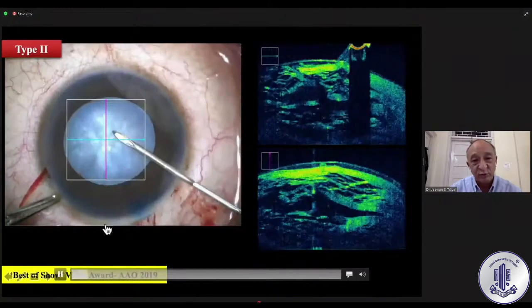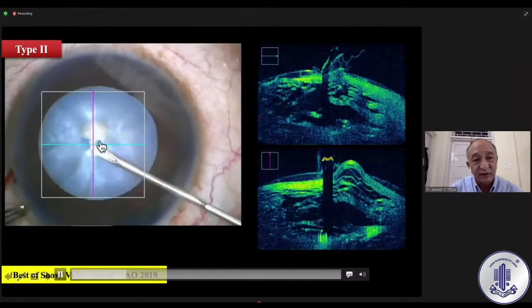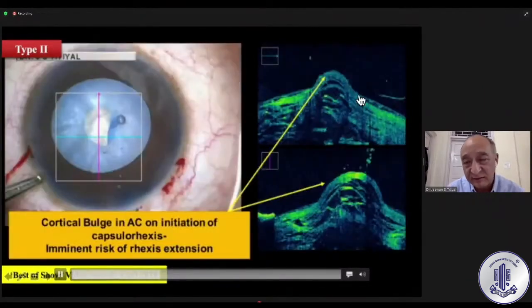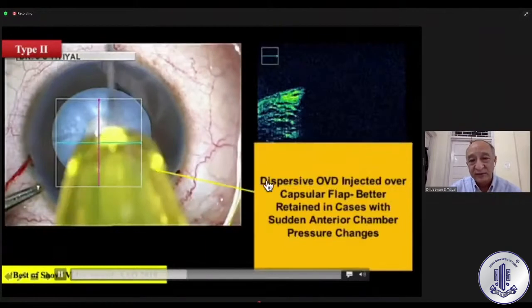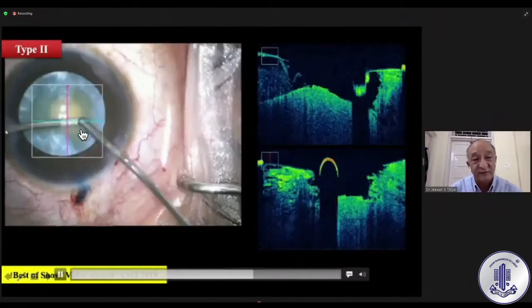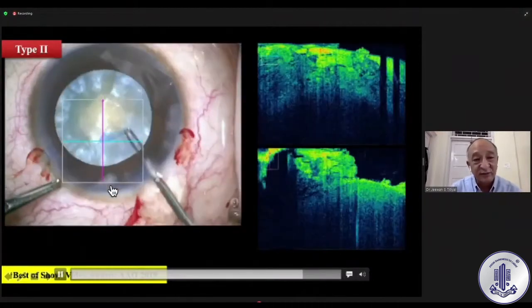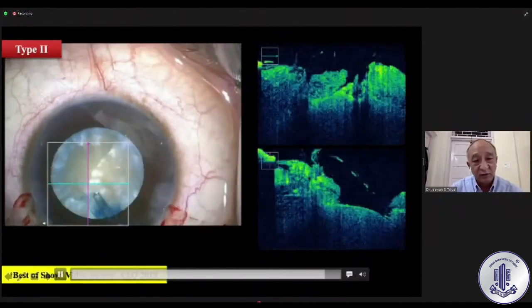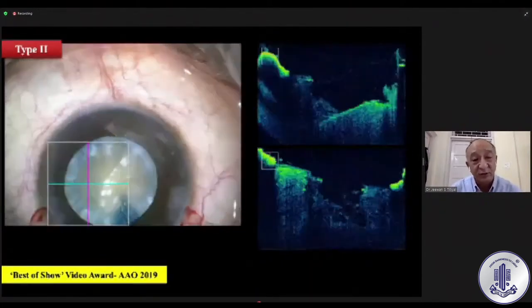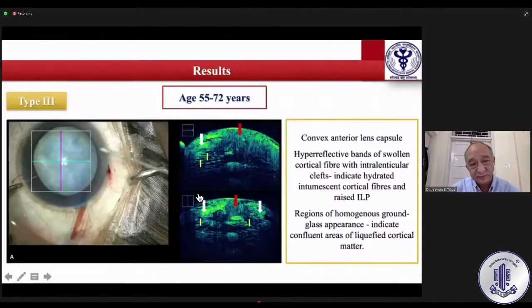This is a small video to show the same case. As soon as we initiate the rhexis, which normally we do as a smaller rhexis, we could morphologically see this was a type 2 cataract. The bulge is happening. So we initiate the injection of a dispersive viscoelastic, then subsequently remove the hydrated cortex with the bimanual technique. These cases will not be amenable to needle aspiration as such. Therefore, the pressure has to be decreased by aspiration of cortical fiber. You can see the convexity has gone into concavity and the pressure has gone down, and we could do a good capsular rhexis in these cases.